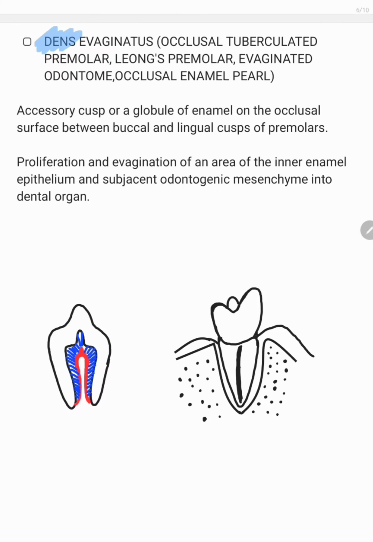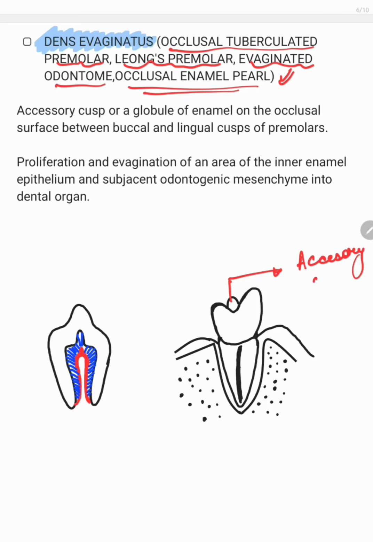Now the next topic is dens evaginatus, which is also known as occlusal tuberculated premolar, Leong's premolar, evaginated odontome, occlusal enamel pearl, right? So in this picture you can see basically an accessory cusp present between the lingual and buccal cusp of a premolar. In dens evaginatus, it basically involves premolars, right? So there will be an accessory cusp present in between the cusps of the premolar. This is the proximal aspect.